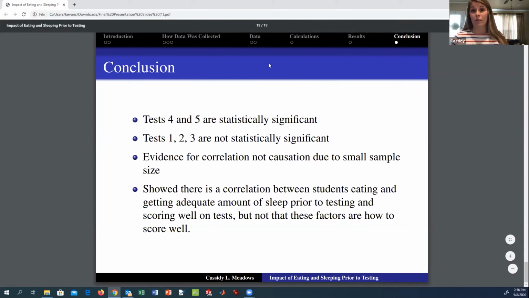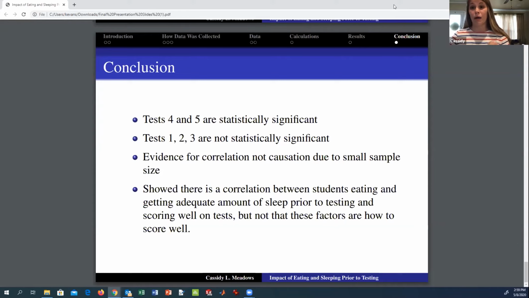Now, if I were to be able to consider all different kinds of factors, it would be a lot more accurate, with less correlation and more like, yes, this is definitely how to score well, is by doing these two things. So I just wanted to point that out.